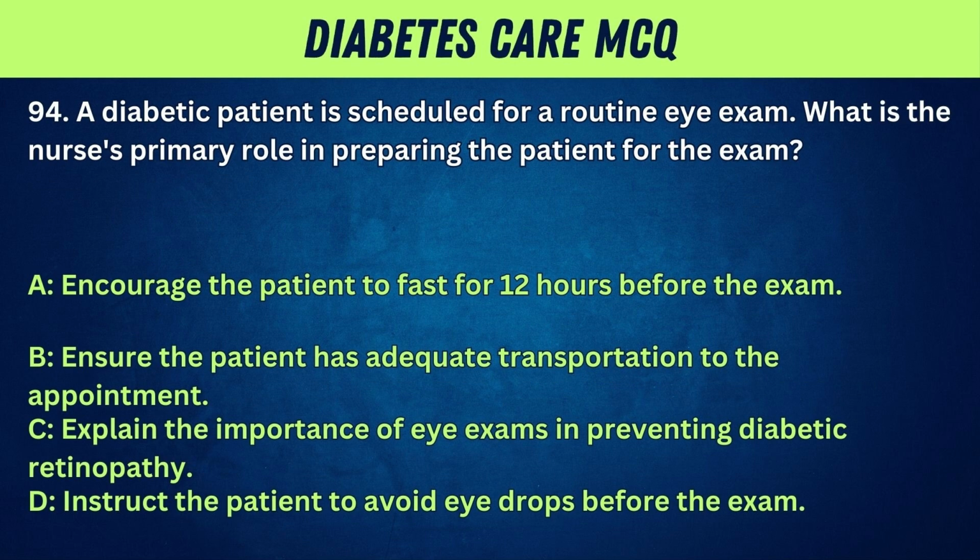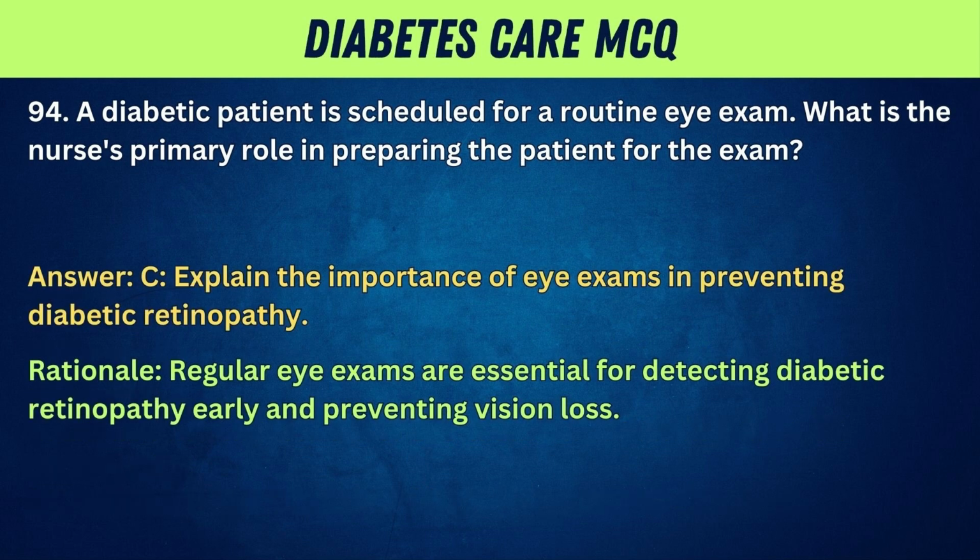94. A diabetic patient is scheduled for a routine eye exam. What is the nurse's primary role in preparing the patient for the exam? A. Encourage the patient to fast for 12 hours before the exam. B. Ensure the patient has adequate transportation to the appointment. C. Explain the importance of eye exams in preventing diabetic retinopathy. D. Instruct the patient to avoid eye drops before the exam.